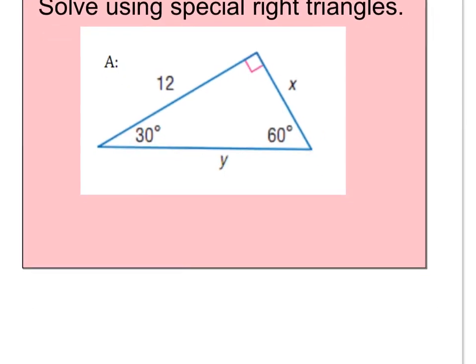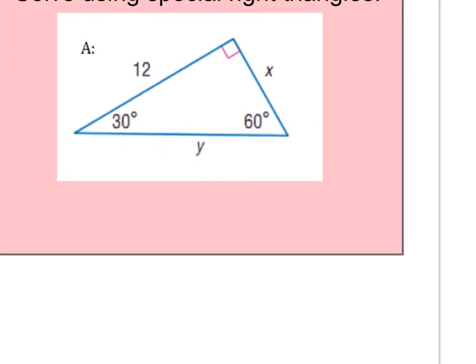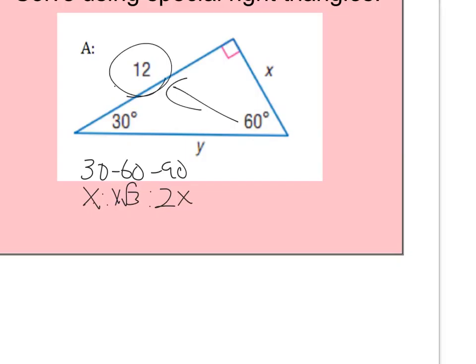So here you've got a 30, 60, 90 triangle. Remember, 30, 60, 90 goes like this. The hypotenuse is double the short side, and the middle side is going to be x times square root of 3. So here you have that 12 is the middle side. So the middle side is equal to 12. Solve for x. That'll give you the short side.